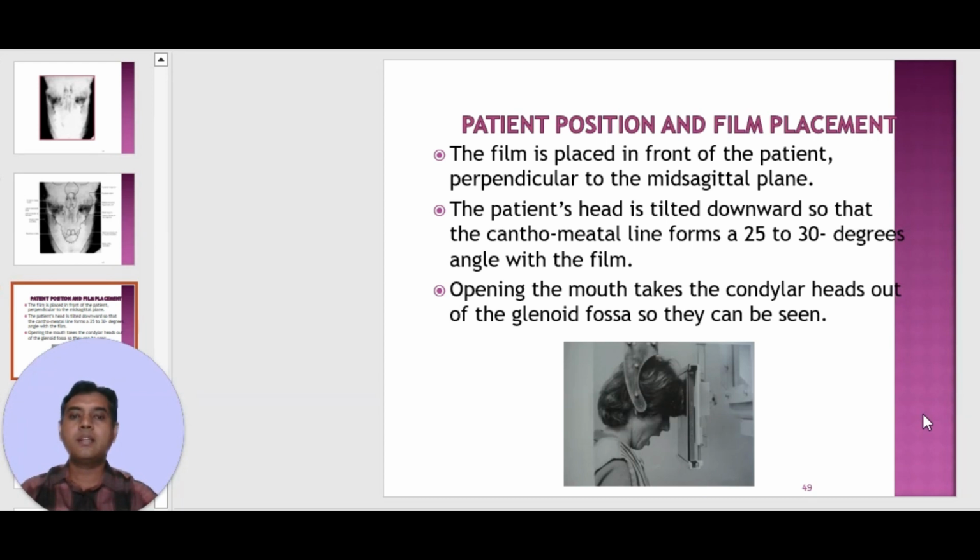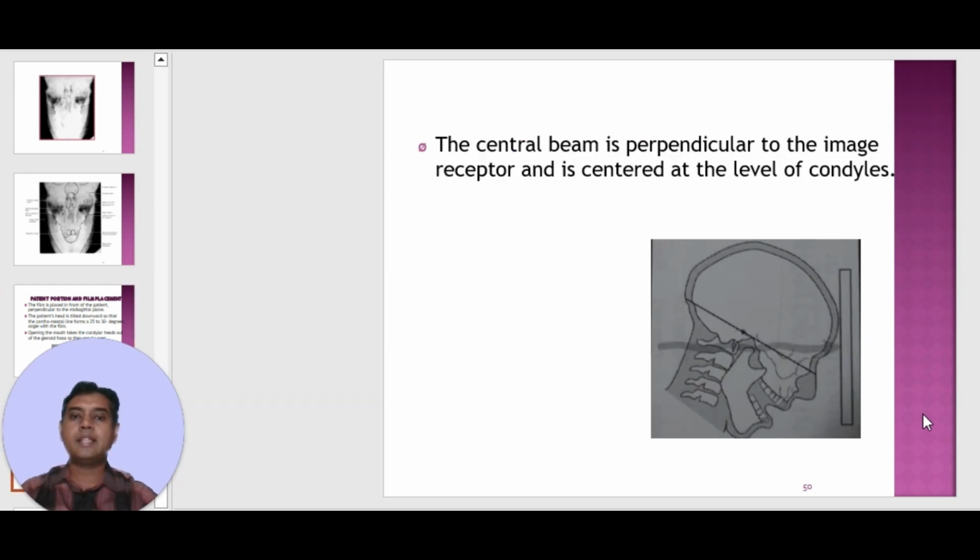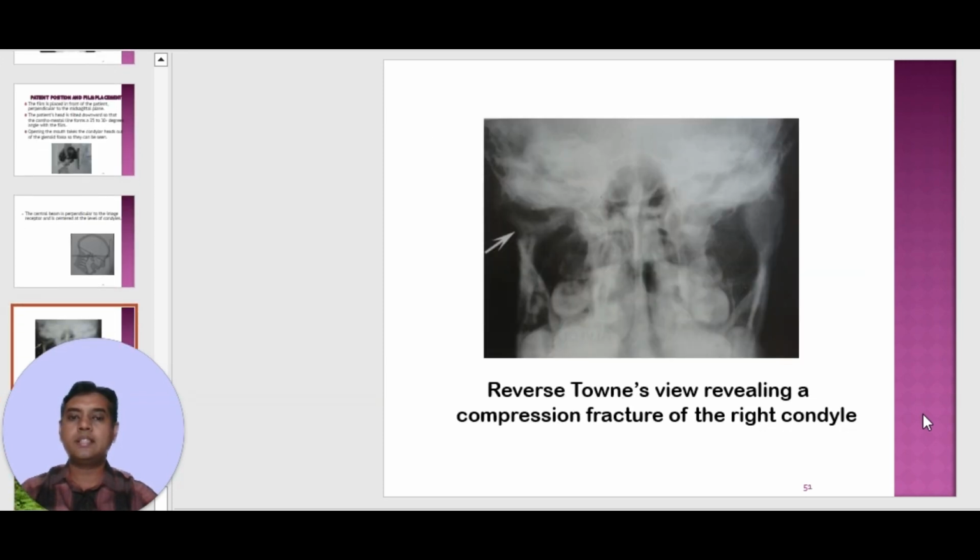The film is placed in front of the patient perpendicular to the mid-sagittal plane. The patient's head is tilted downward so that the canthomeatal line forms a 25 to 30 degree angle with the film. Opening the mouth takes the condylar head out of the glenoid fossa so they can be easily seen. The central ray is perpendicular to the image receptor and is centered at the level of the condyles. This is the resulting image, a reverse Towne showing compression fracture of the right condyle.